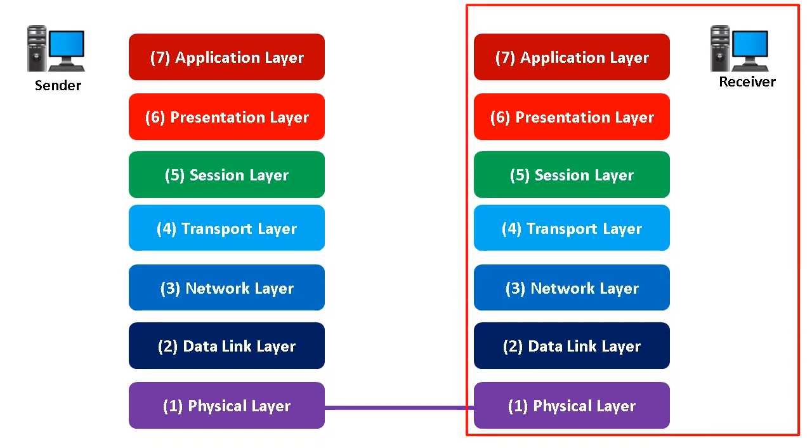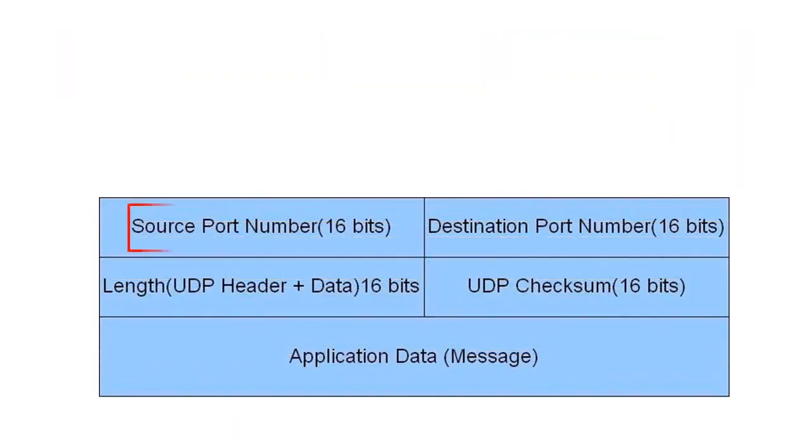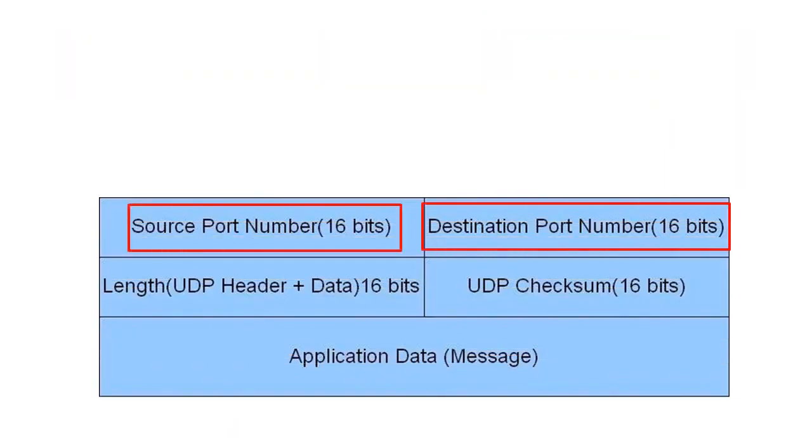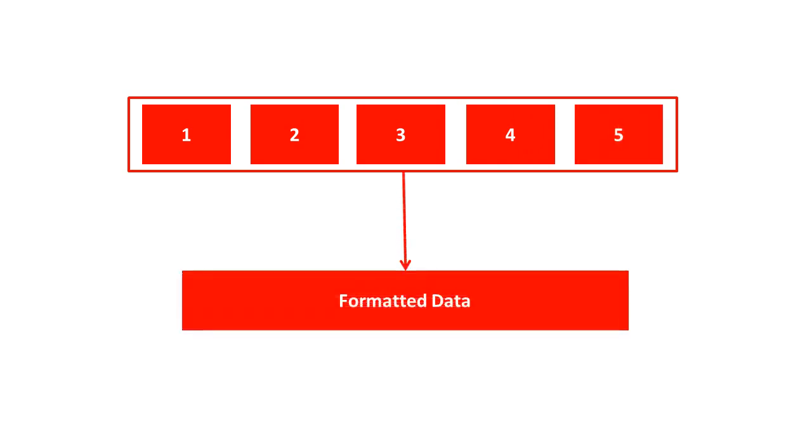If we discuss the receiver side, then after receiving data, the transport layer reads the port number from its header and forwards the data to the respective application. At the receiving end, it performs sequencing of the segmented data and reassembling of the same data.